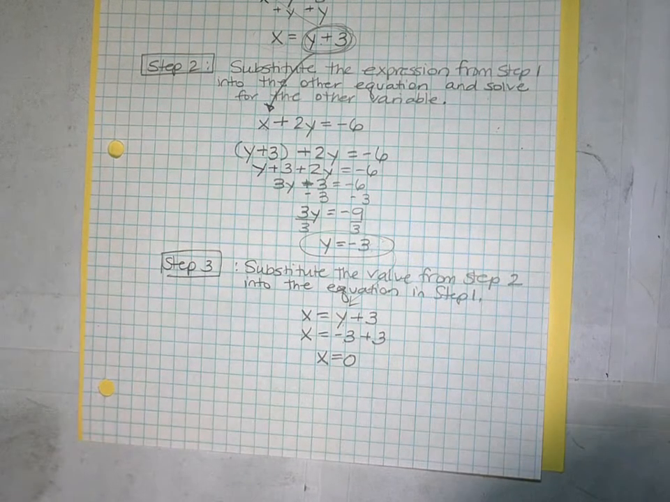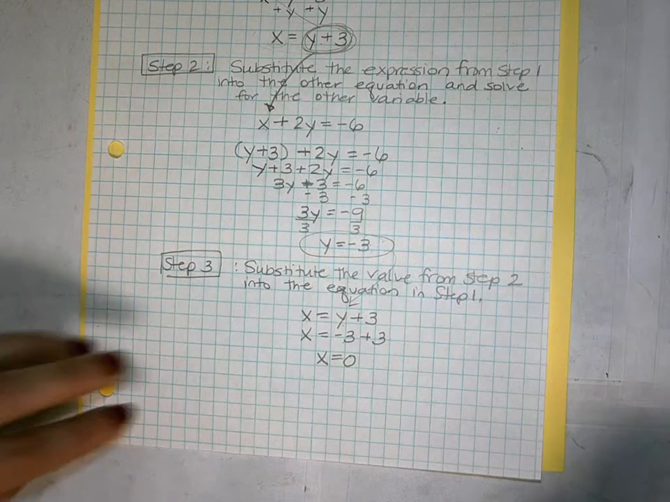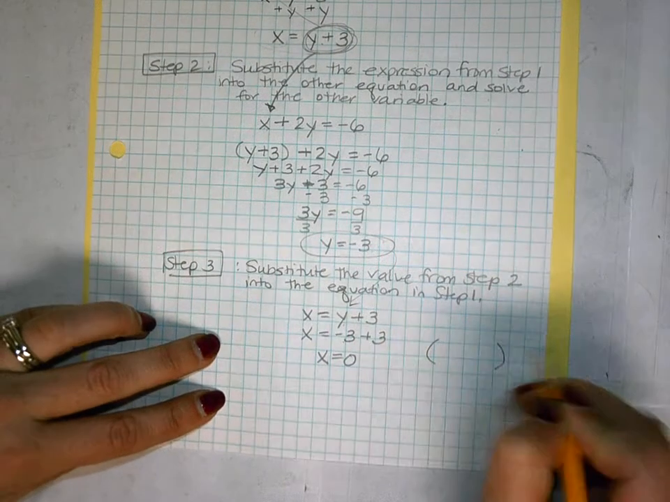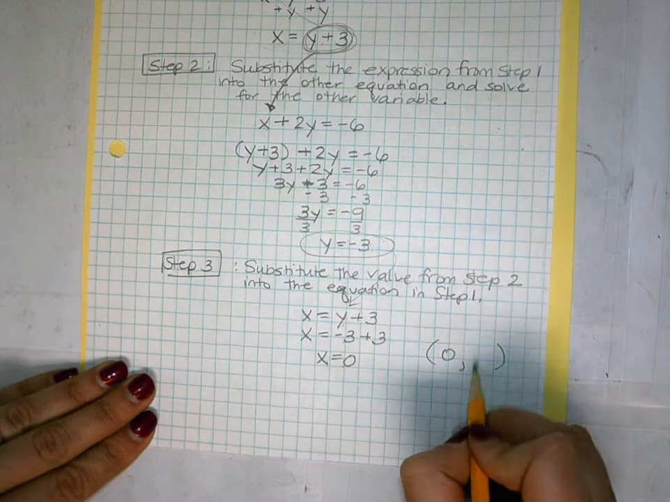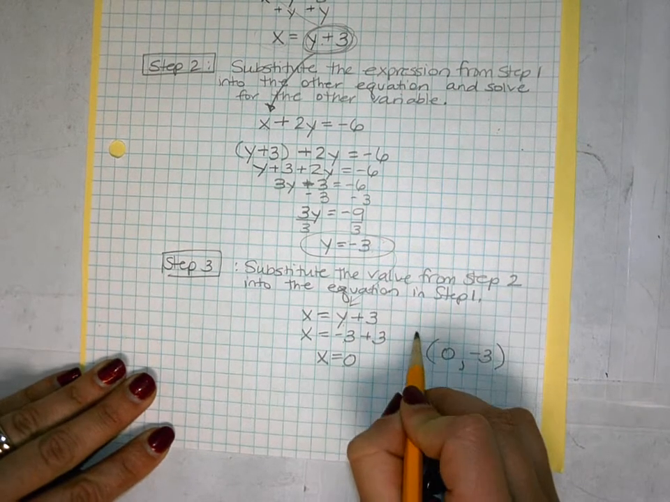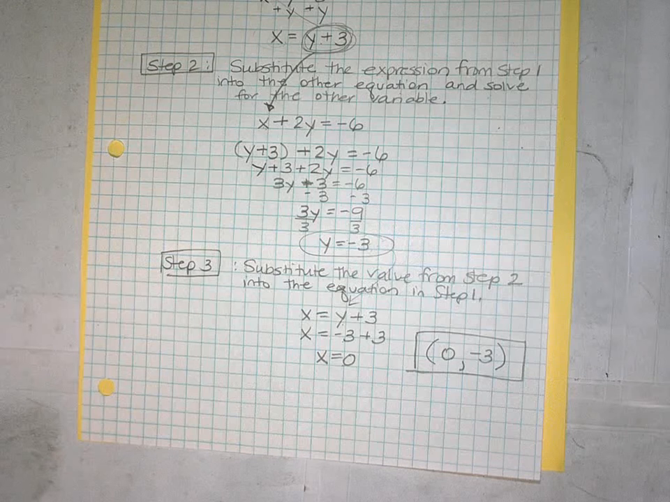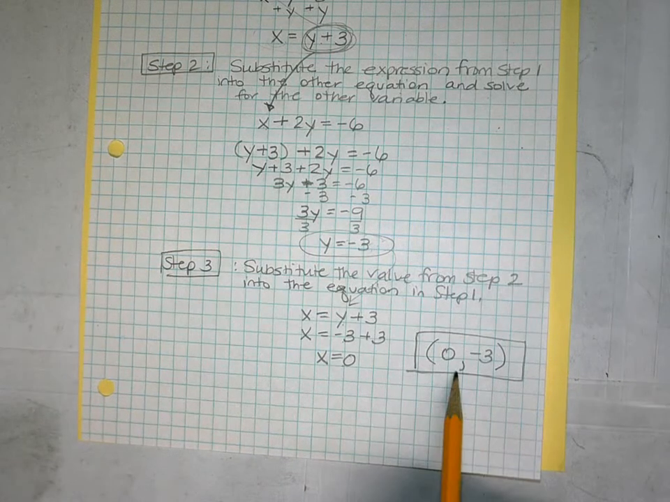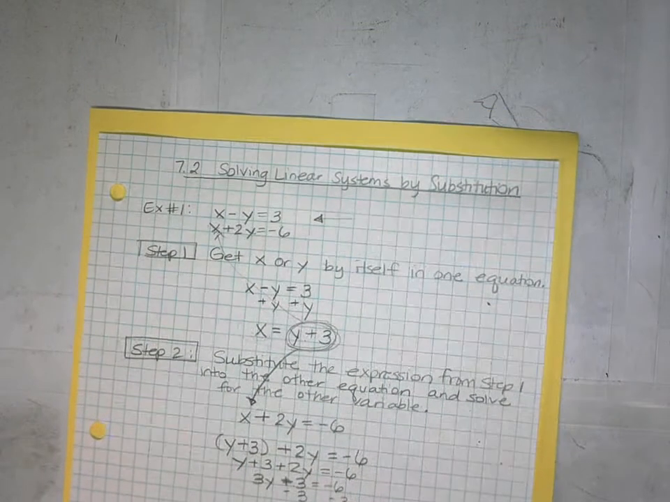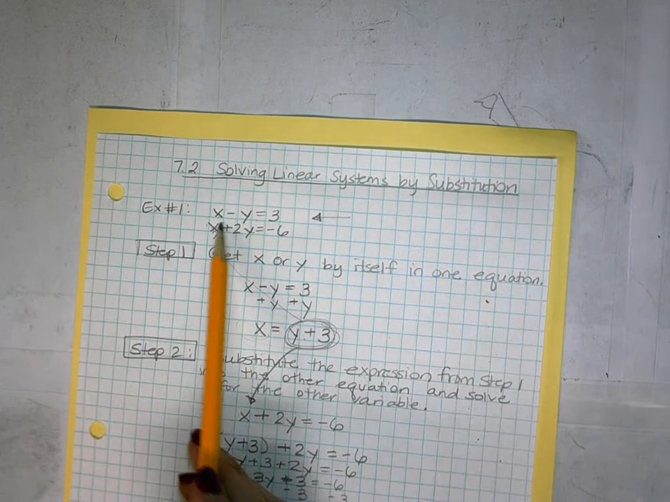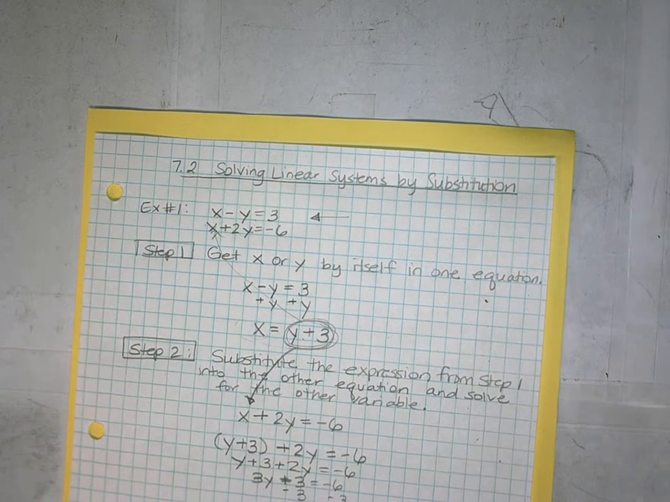This is the whole thing. I'm looking for the point where these two lines meet. The point in which these lines meet, my x is 0 and my y is negative 3. This is the point where these two lines meet. And you could verify that by taking that point and going back to your original problems and plugging in, making sure it is indeed a solution for both of those equations. Okay?